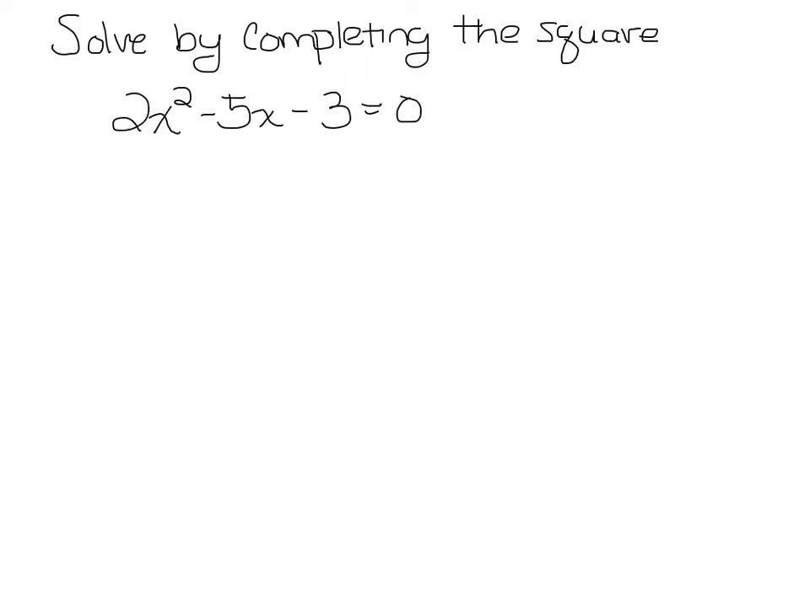In this example, we're going to solve by completing the square. The first step when you're solving by completing the square is going to be getting this number over to the right side. We'll add it to both sides in order to do that.